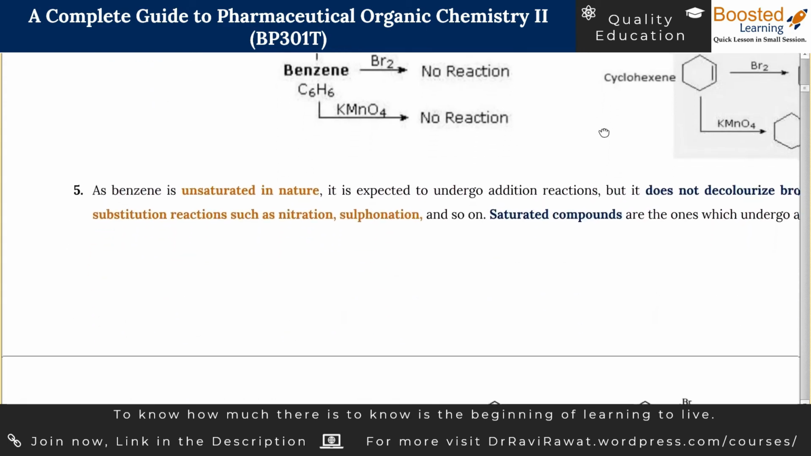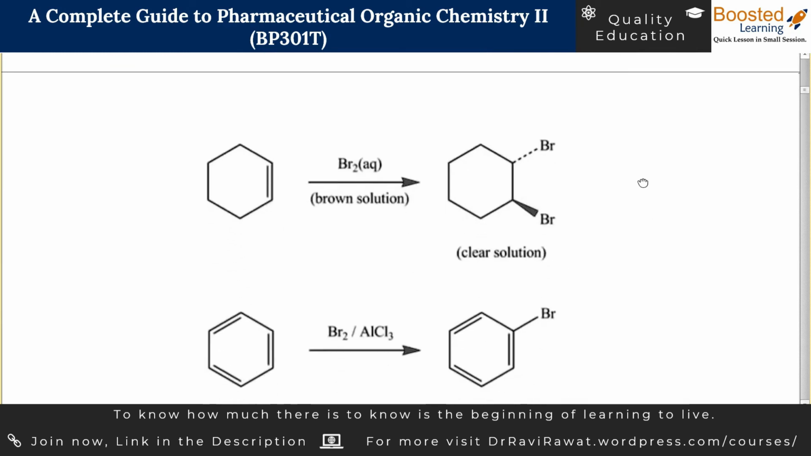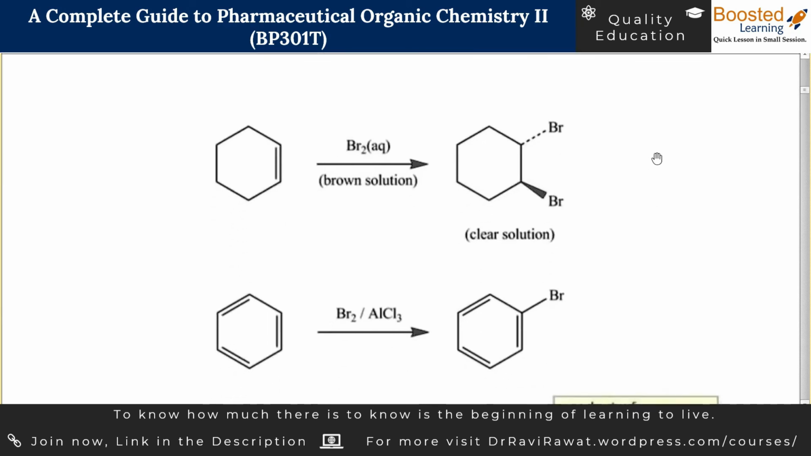Let us move to the next experiment. Here, one more experiment was conducted. Now any alkene can react with bromine, and the solution of bromine is brown in color. So if we dissolve an alkene in the bromine solution, the alkene finally eats up the bromine and the solution turns from brown to clear. The solution becomes colorless over time because the alkene eats up the bromine.